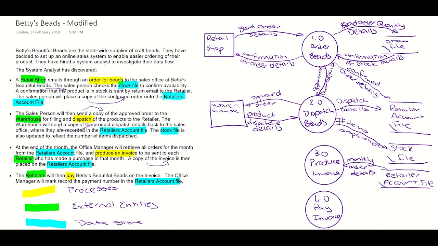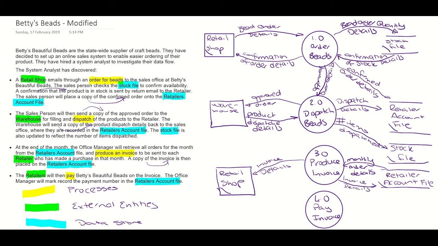So produce the invoice as a process to be sent to each retailer. So we need to put my external entity back here. Retail shop. Yet again, duplicate because it's duplicated. And we are going to have invoice details there. A copy of the invoice is then placed on the retailer's account file. So we've got one more flow going back here, which is invoice details as well. I'm just going to call it invoice details because I'm running out of room.